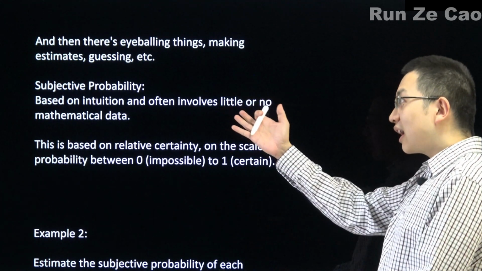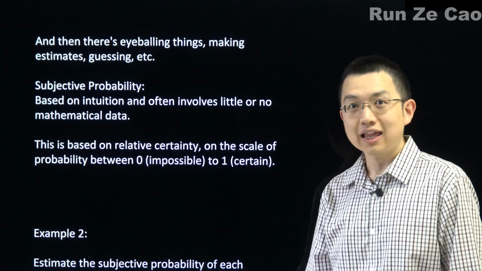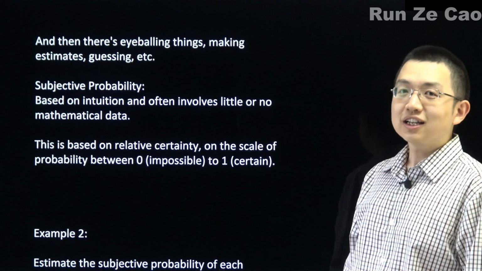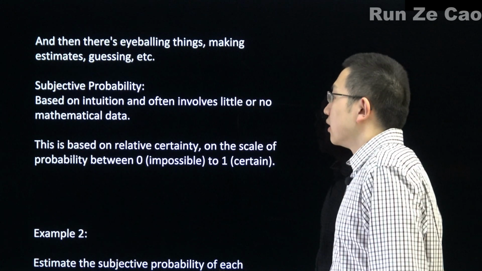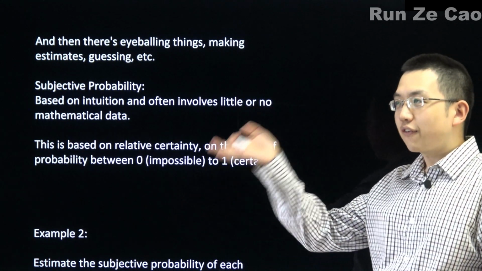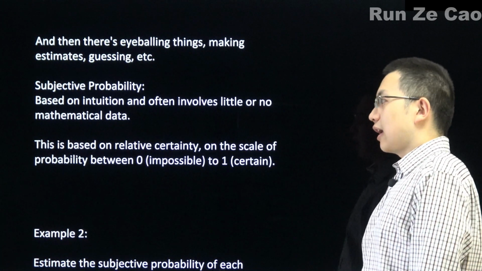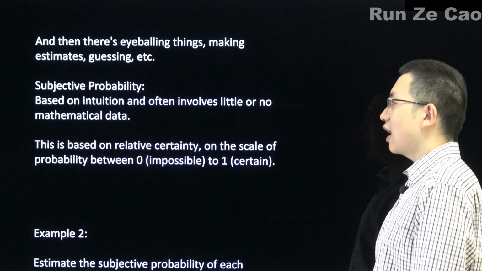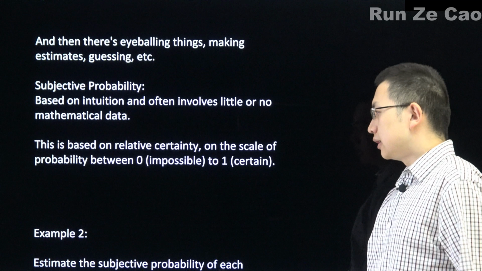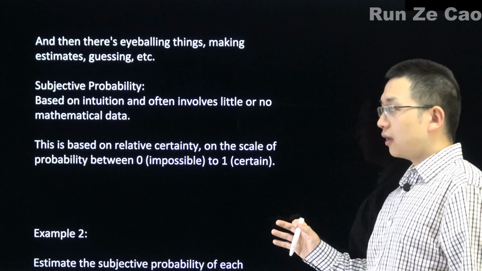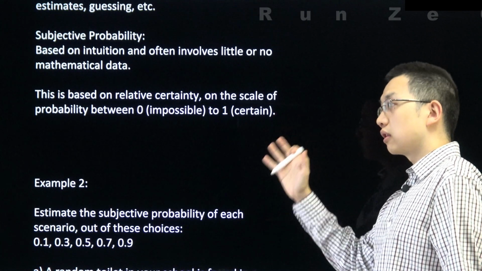since we have guessing, and since we have intuitive estimations as a thing in everyday life, mathematicians decided to coin a term for it called subjective probability. So this is based on intuition. It often involves little or no mathematical data. And, well, calling it an educated guess may or may not be slightly glorifying it. This is based on relative certainty. So an estimation of events between 0 impossible to 1 certain.